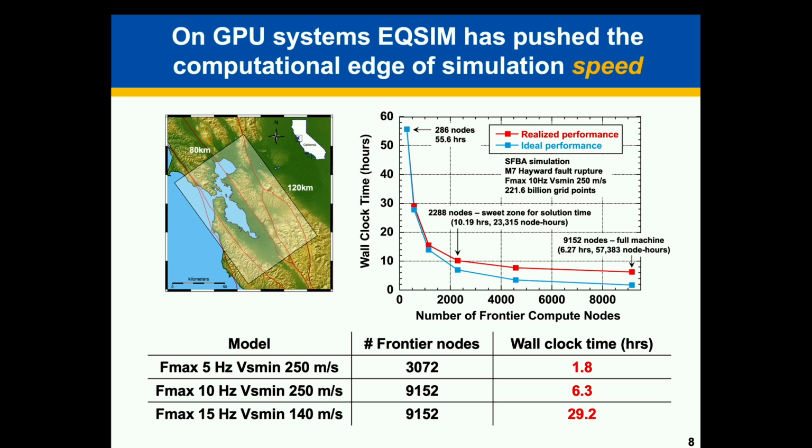So in the table on the bottom, today, we can do a 5 hertz, 250 meters per second simulation of the Bay Area on 372 nodes of Frontier in about 1.8 hours. And so that's, I think, pretty impressive. We can do a 10 hertz simulation with a Vs min of 250 meters per second in 6.3 hours. And we can even do a 15 hertz in about 29.2 hours.